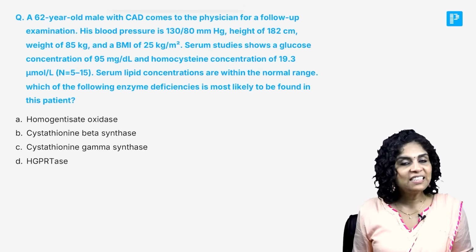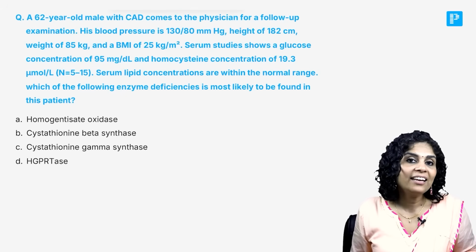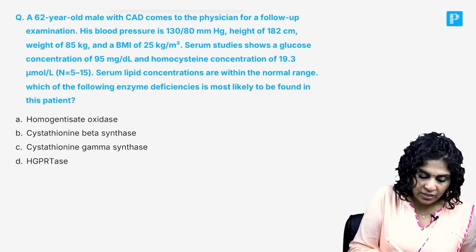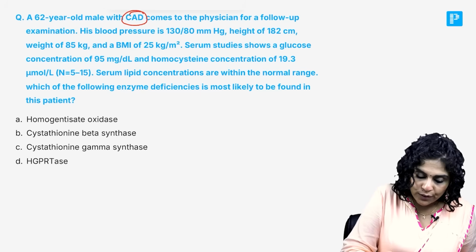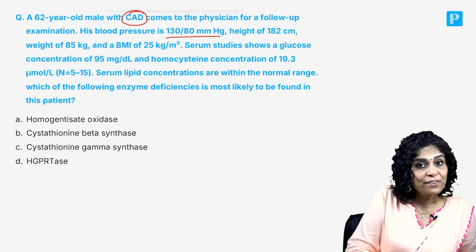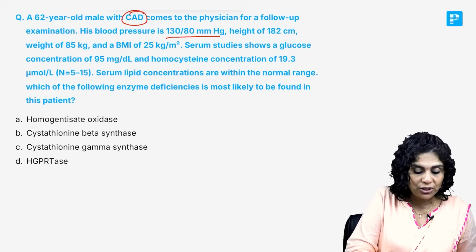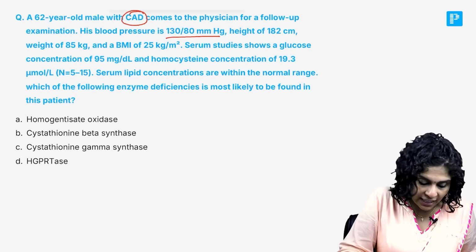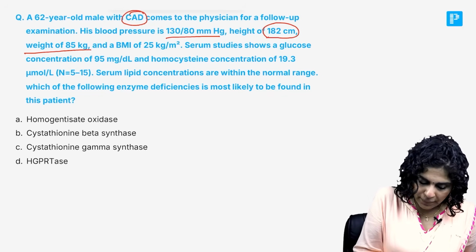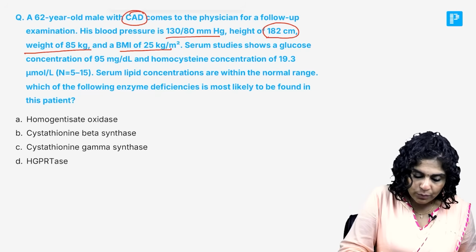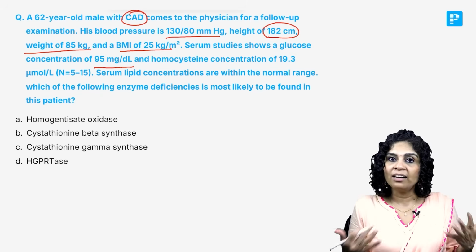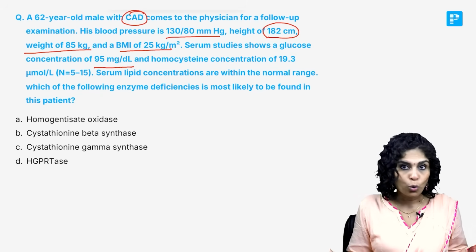This is an interesting MCQ. You will have to learn in and out about homocystinuria. Let's read this question. A 62-year-old male with coronary artery disease comes to the physician for a follow-up examination. His blood pressure is normal. One of the risk factors for coronary artery disease is hypertension, but here that is normal. And height: if you look at the height, the person is quite tall. Weight normal, BMI is okay. Serum studies show a glucose concentration which is normal. So hyperglycemia, another risk factor, is also ruled out. The person is not obese.